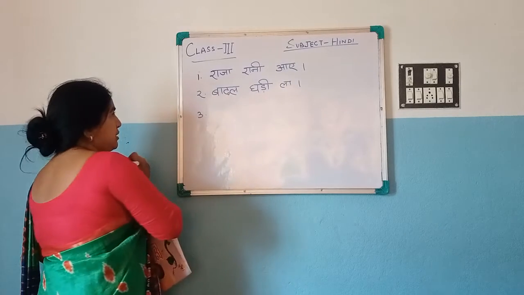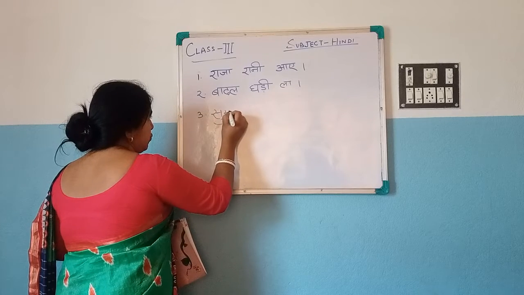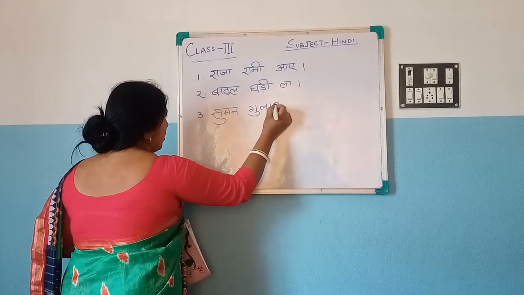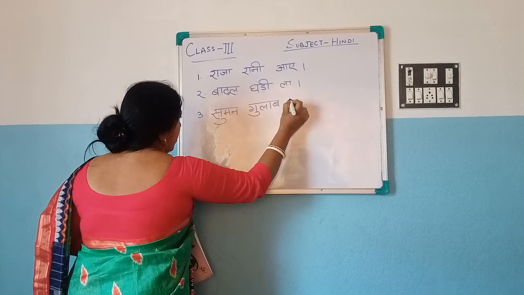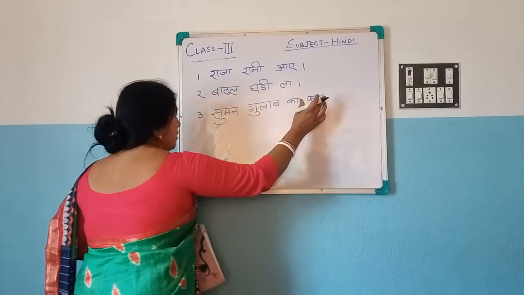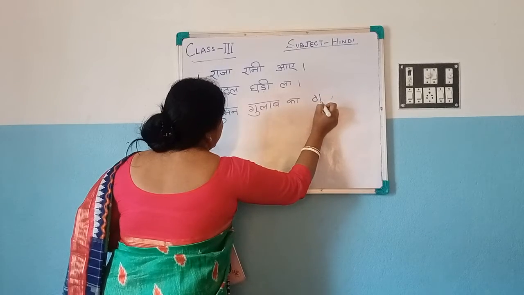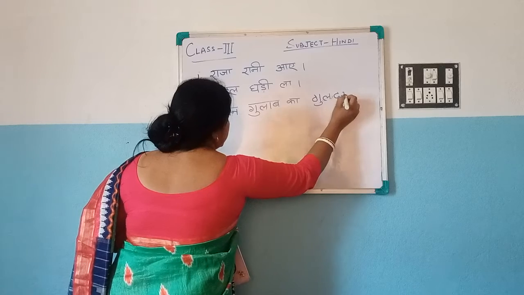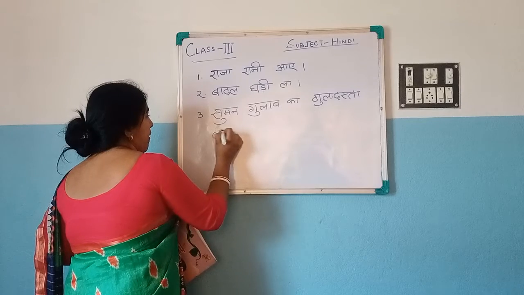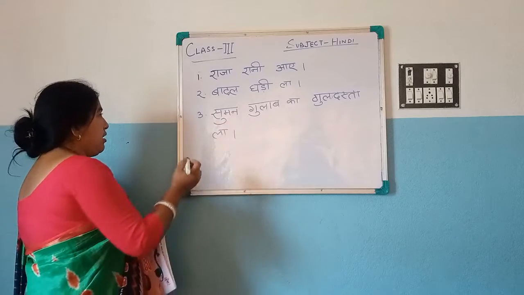Next, what can we make? You can see Suman, Gulab Ka, Gundasta, La. Suman, Gulab Ka, Gundasta, La.